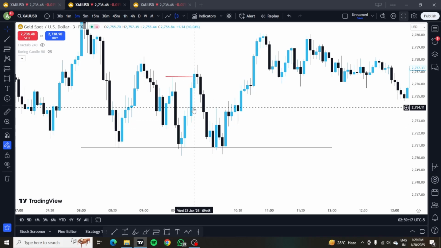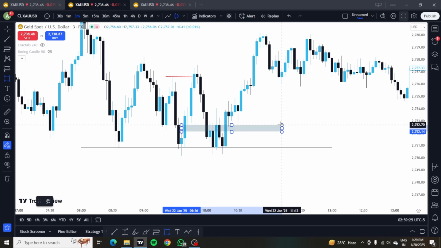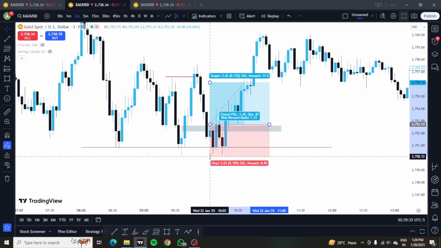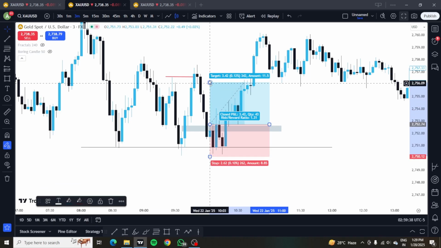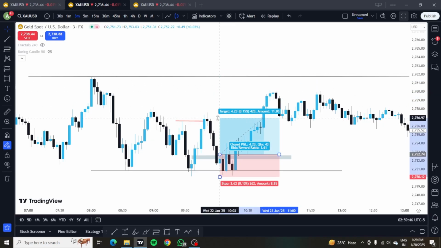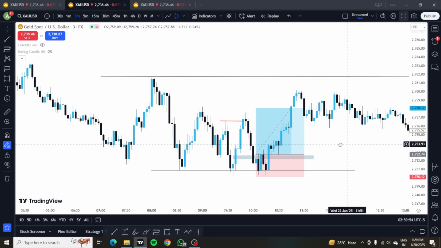Please execute the trade at the extreme fair value gap for a better result. For this setup I have taken this fair value gap and made the trade in that particular fair value gap, with the SL at this low. As for the target, you can target this unswept high, or else 1:2. My suggestion is to take 1:2, protect your profit and exit from the trade.